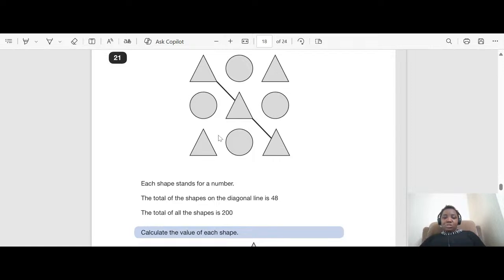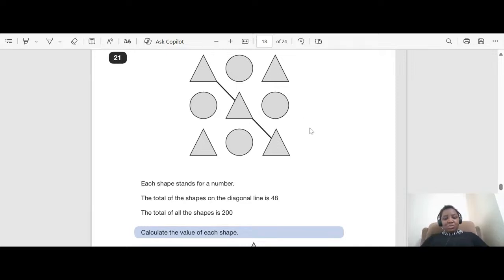circles. So my 5 triangles, if each one is 16, then all the triangles will give me 80. That will be 16 times 5, and that is 80. So if my triangles are equal to 80, then my circles will be 200 minus 80, which is 120.